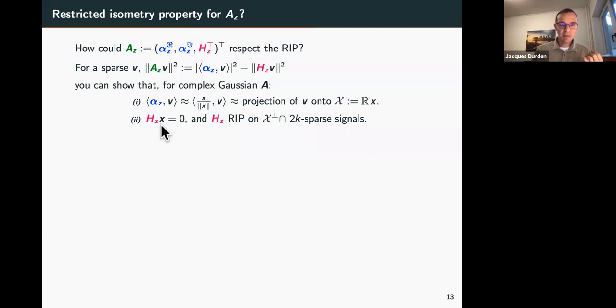Since we know that this part should be equal to 0 if you apply HZ to X, if you apply HZ to V, you can show that HZ satisfies the RIP property also, but not everywhere. It satisfies the RIP property on the set of 2k-sparse signals, but not all of them, only those that are perpendicular to X. Because of that, you can apply Pythagoras, because this thing will be equal to the projection onto the direction of X, and this thing will extract the component of V that is aligned with X, so that you keep V perp, which is orthogonal to X. By Pythagoras, this is close to the norm of V, which is precisely what you need to show that it satisfies the RIP property.